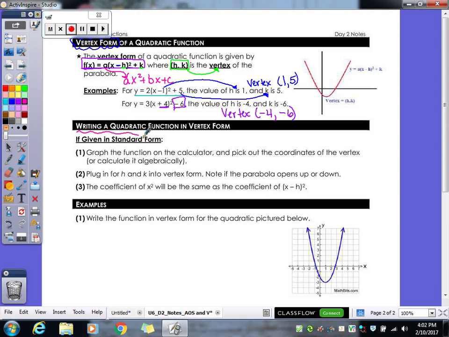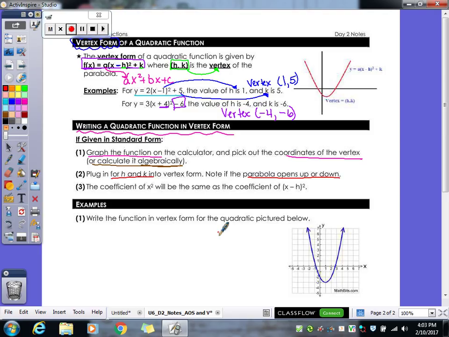So writing a quadratic function in vertex form, you want to first graph it on your calculator, because that helps us get the coordinates of your vertex. You are welcome to calculate it algebraically if you want to, but you don't have to. You can just use your calculator to actually find your vertex. A time when you may have to calculate it algebraically is if your vertex is a decimal. That's the only time we would have to do it that way. So then you want to plug in your h and your k into your vertex form and note if the parabola opens up or down.